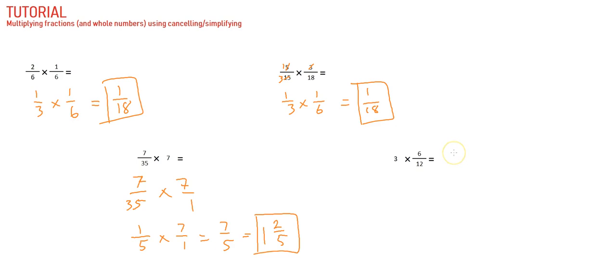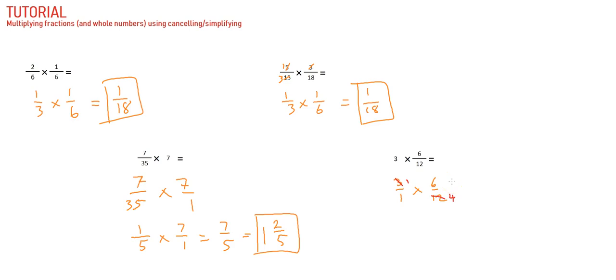If we have a look over here, we've got 3. So I want to rename that to a fraction. So 3/1 times 6/12. Now I can do a bit of cross cancelling here just to change it up a bit. 3 goes into 3 and 12. So 3 divided by 3 is 1, and 12 divided by 3 is 4. I could simplify here as well.